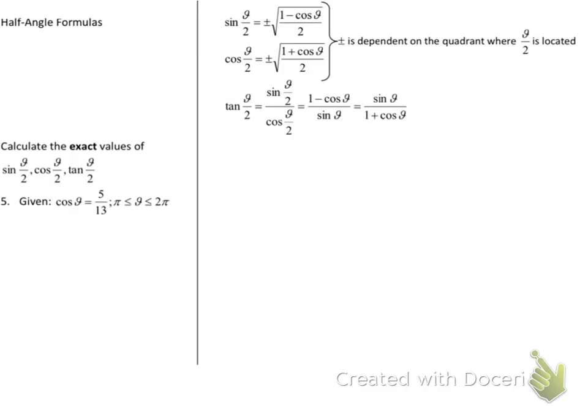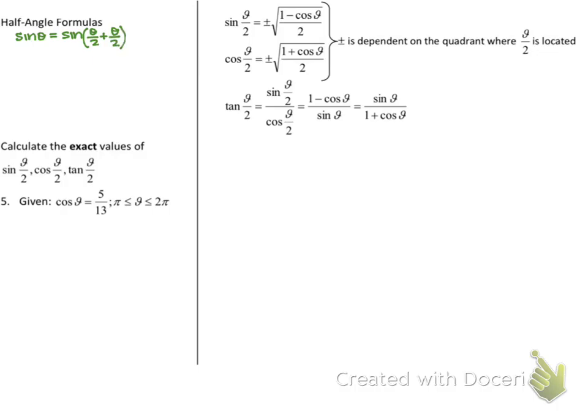Okay, so now we've got the half-angle formulas. The derivation of the half-angle formulas also comes from the sum and difference formulas. I'm not going to get into this too much. If you wanted to do sine of theta, we know that this is sine of theta over 2 plus theta over 2.